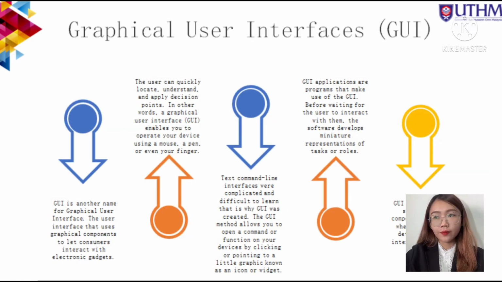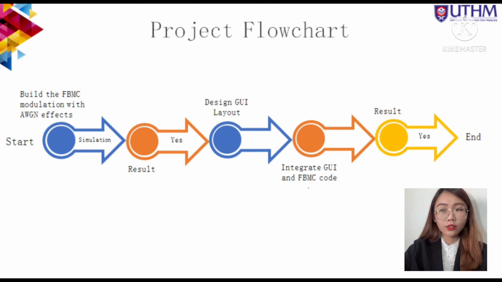Next is GUI. GUI is another name for graphical user interface. It is the user interface that uses graphical components to let consumers interact with electronic gadgets. It is a crucial component of software application programming since it swaps out text-based commands with user-friendly actions, enhancing human-computer interaction. The user can quickly locate, understand, and apply decision points. In other words, a graphical user interface, or GUI, enables you to operate your devices using a mouse, a pen, or even your finger. Next is the methodology of this project.